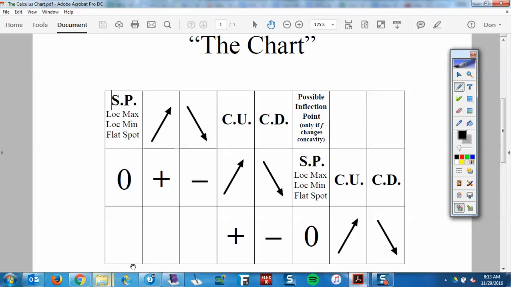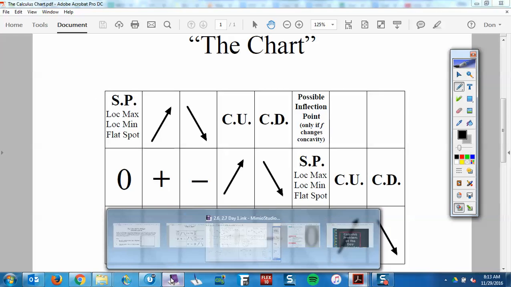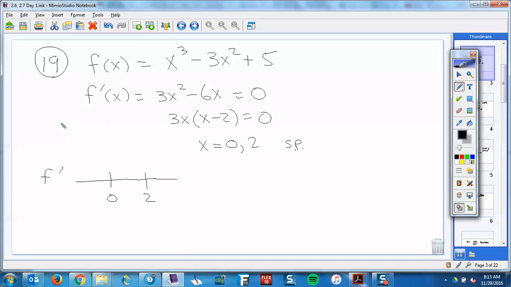So let's skip over this one and let's go right to 19. I just want to quickly go through this because it looked like a lot of you had some stuff here. So on 19, we're going to do the derivative. We're going to factor out a 3x. We're going to find our 2 stationary points here. So I'm going to pick some points in between and plug those back into f prime. I like that version better to plug into because I can tell positive and negative.